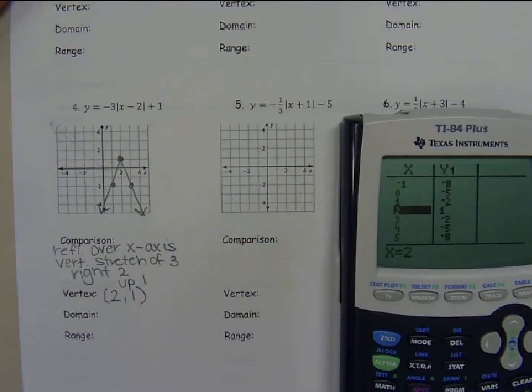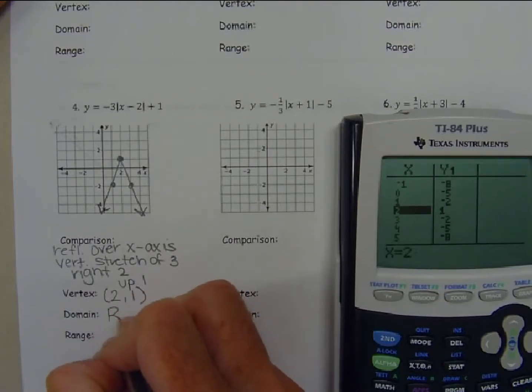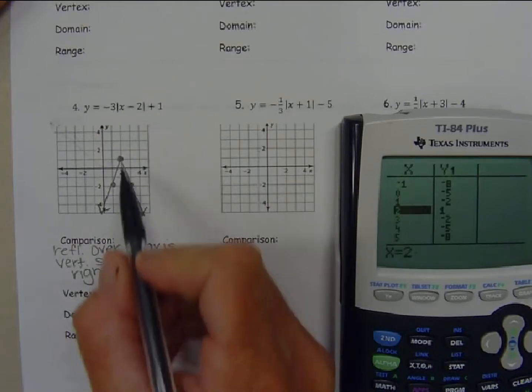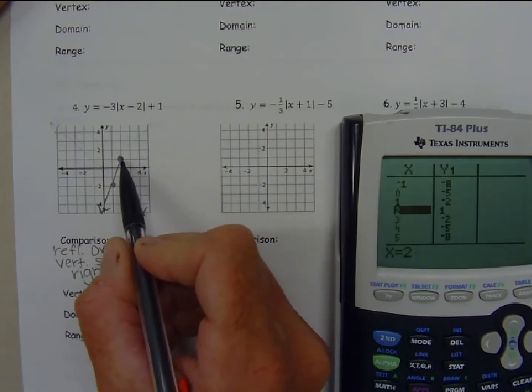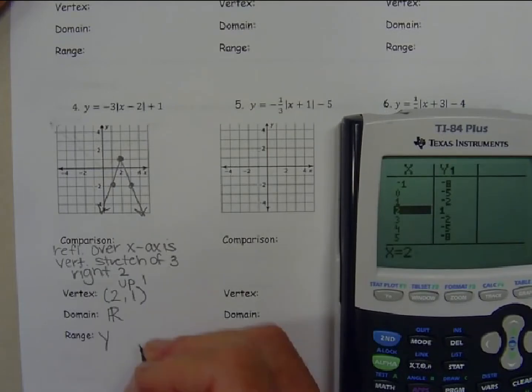I can then look and say my domain. It goes forever and ever both directions to my x. My domain is all reals. My range will always deal with the y value of my vertex, or the high or low point of my vertex. That value is at 1, which will be the same as the y value here. And because it's going under, that will be less than or equal to 1.